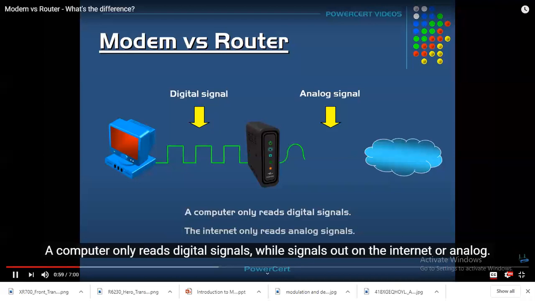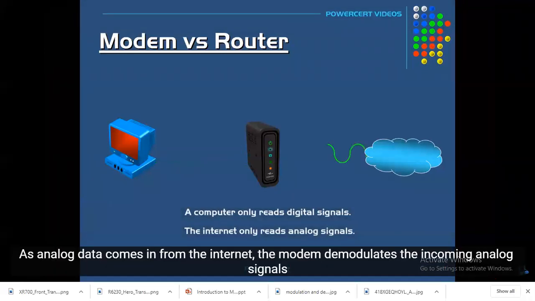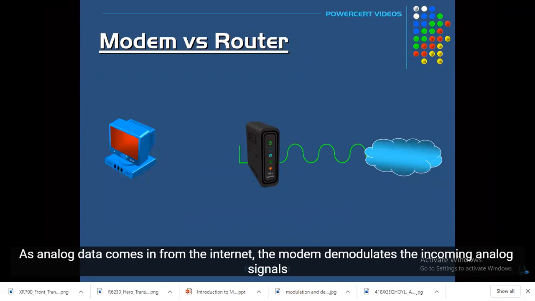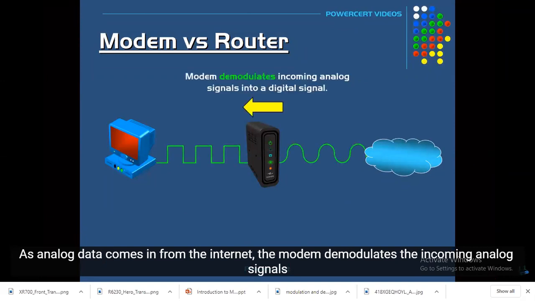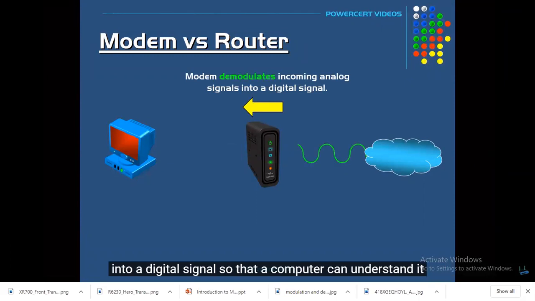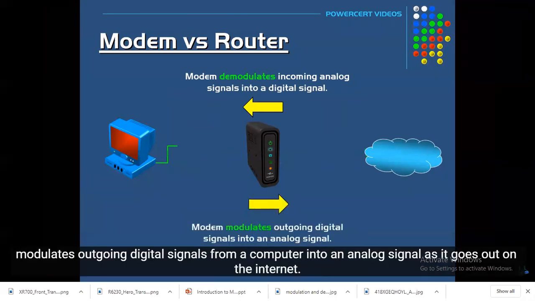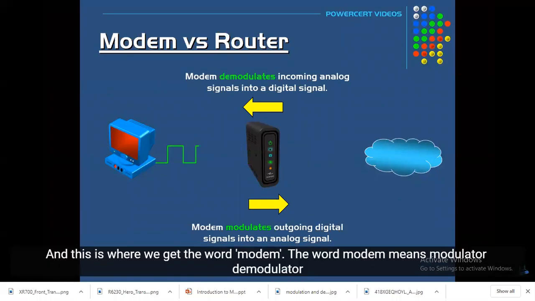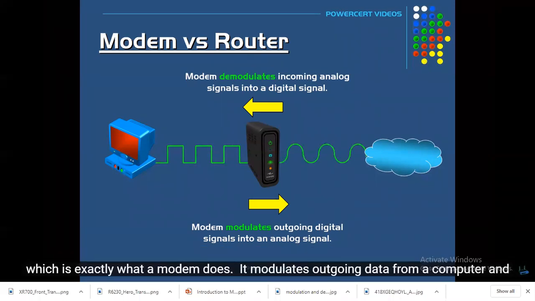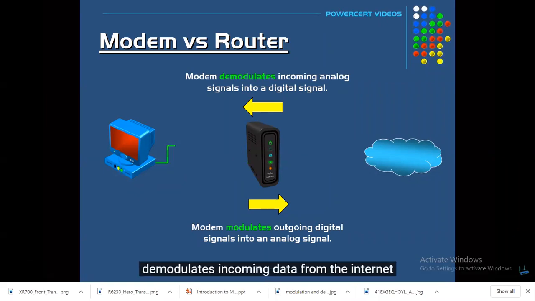Out on the internet are analog. As analog data comes in from the internet, the modem demodulates the incoming analog signals into a digital signal so that a computer can understand it. And a modem also modulates outgoing digital signals from a computer into an analog signal as it goes out on the internet. And this is where we get the word modem. The word modem means modulator, demodulator, which is exactly what a modem does. It modulates outgoing data from a computer and demodulates incoming data from the internet.